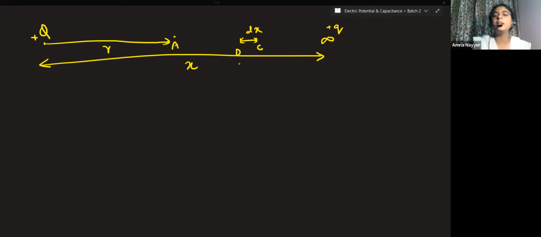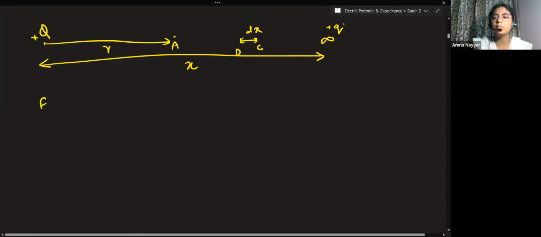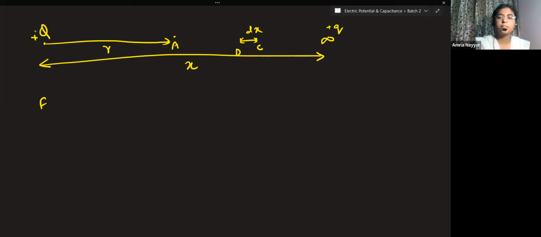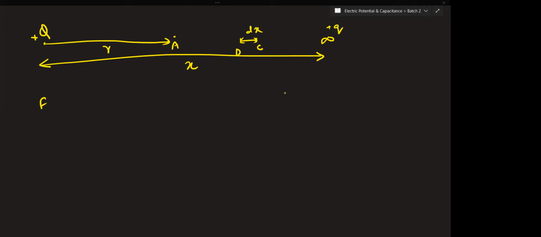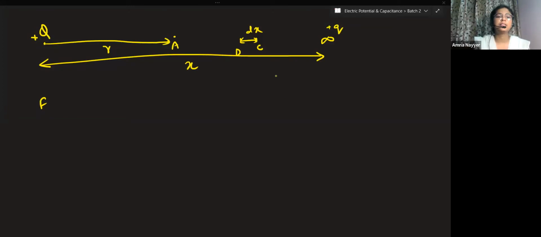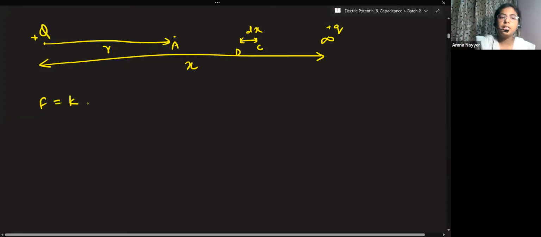Atif, tell me, what is the force experienced by this small charge q due to capital Q? Yes, Atif. K into small q into capital Q over x square. Correct. K is the constant, the first charge is capital Q, the other charge you have is small q, divided by x square. This is the force that you have.